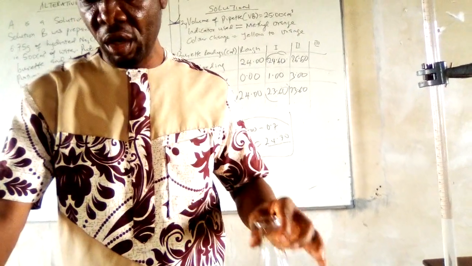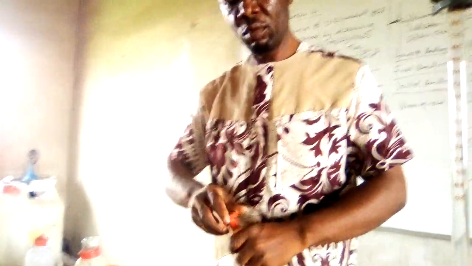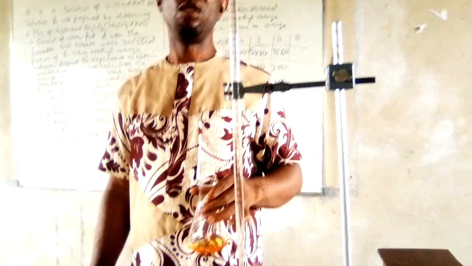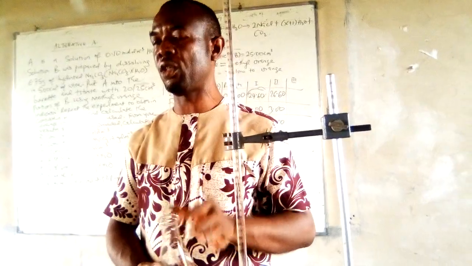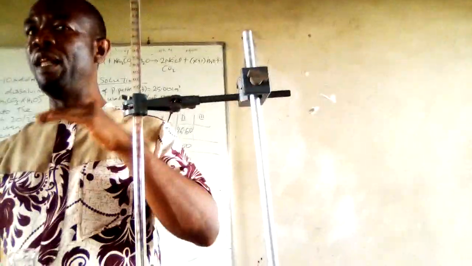So, having done that, the indicator. Why do we add two drops of indicator? I want to hear your voices. Why do we add two drops? Why don't we pour 10 drops of indicator into it? To avoid altering the pH of the solution, because indicators are solutions of weak acids and bases. So if you add plenty of it, it will affect the end point.